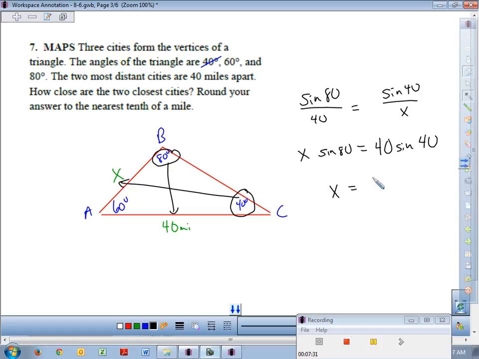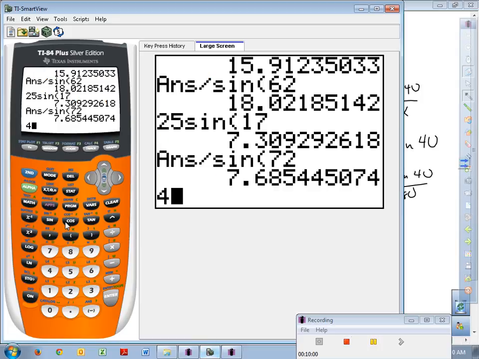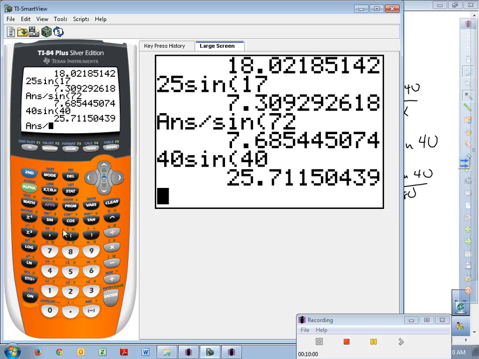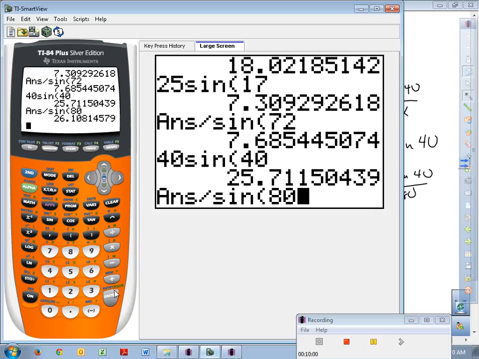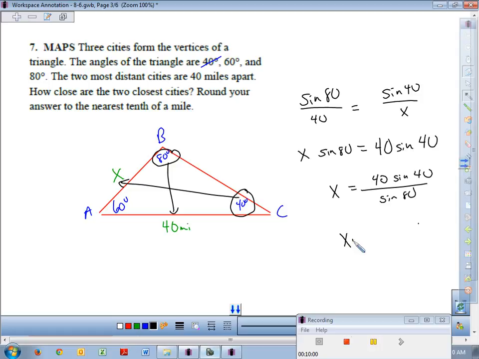And x equals 40 sine of 40 over the sine of 80. And don't think that those reduce, like the sine of 40 over the sine of 80. No, that doesn't reduce that way. You can't do that, so we'll just punch it in. 40 sine of 40, divided by the sine of 80 equals about 26.1 miles. Bingo. That was the law of sines.